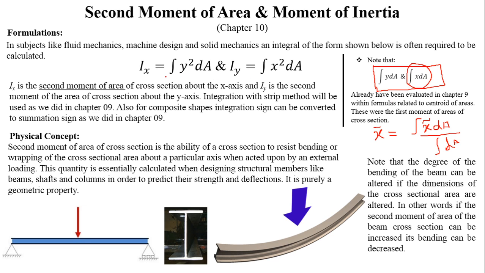If you compare these integrals shown here with the integrals that we developed in chapter number 9, you will see that now there is a square term: integral of x square dA and integral of y square dA. Since they have a square power on x and y, these integrals in mechanics are known as second moment of areas. So there is a difference between second moment of area and first moment of area.